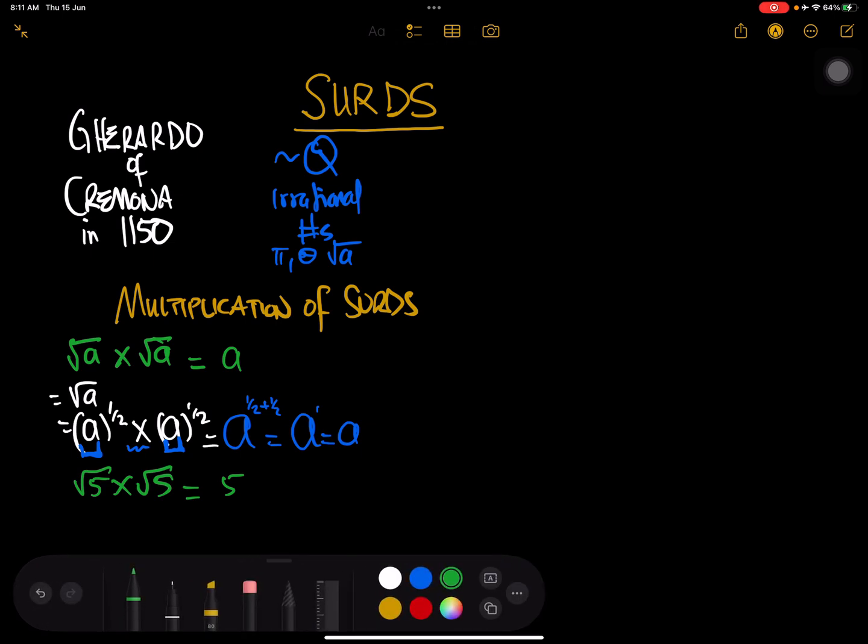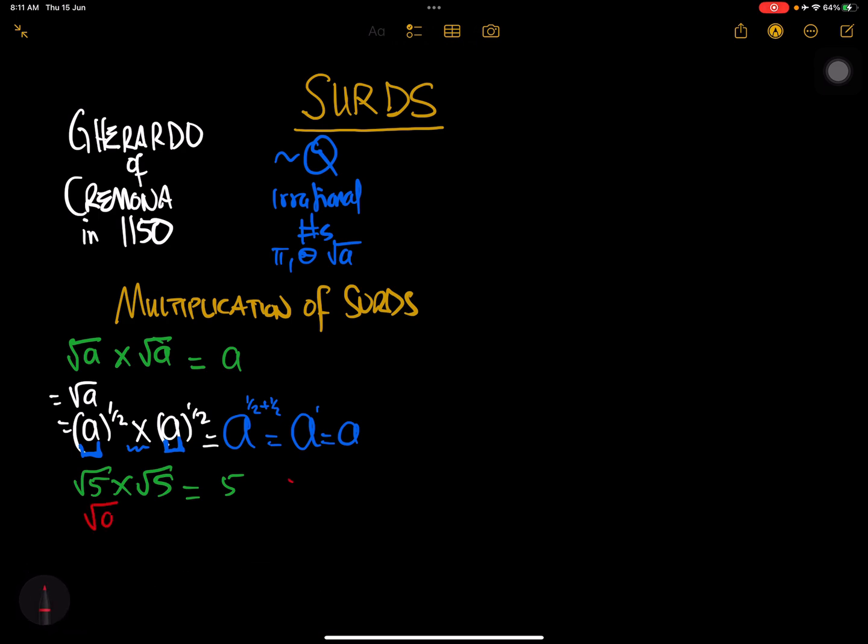But what if it's different? What if we are looking at a different scenario altogether? Let's say we have square root of a multiplying square root of b. We will just multiply the a and the b into one square root. So we're going to get a times b, which is square root of ab. So if they are not the same, that's what we do.